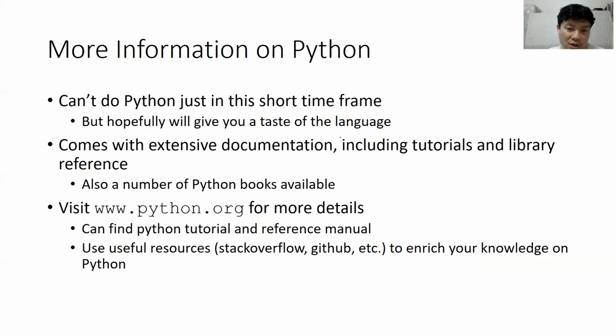And if you need more details about the tutorials and the reference manual, you can go to www.python.org. They have the tutorial and they have the reference manual. And some other resources like Stack Overflow, GitHub, and so on will help you to enrich your knowledge of Python.